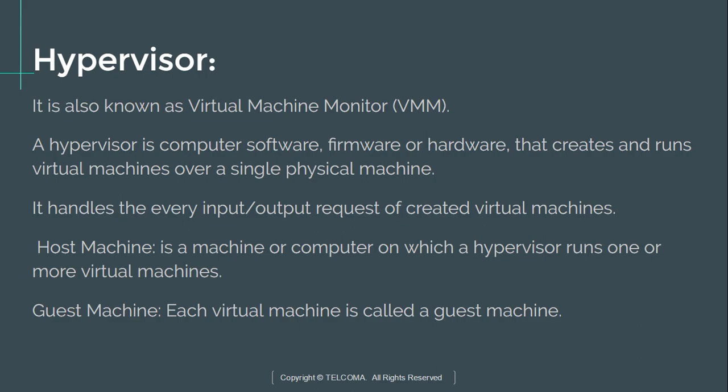Here two terms are used, host machine and guest machine. The host machine is a machine or computer on which a hypervisor runs one or more virtual machines. It means it is software which runs over a physical machine. And each virtual machine running over the physical machine is known as a guest machine.